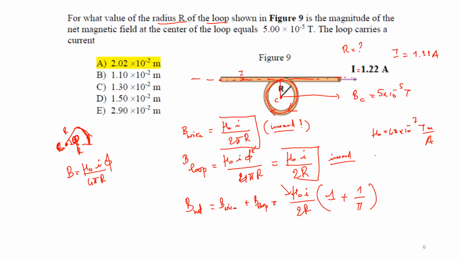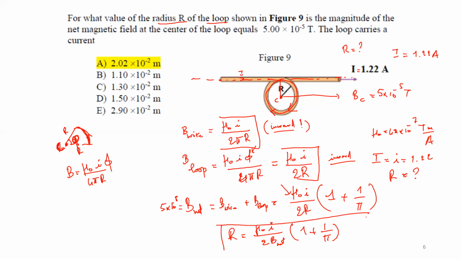Great. Now, what is my I? I call it capital I here. So it's 1.22. I know R. What is R? R is what I want, by the way. So I don't know R. But I know that this B net here is 5 times 10 to the power minus 5. So let's get R. Of course, R will be just mu naught I divided by 2 B net, times (1 plus 1 divided by pi). You put everything in, and you get your R, and R will give you just 2.02 times 10 to the power minus 2 meters.